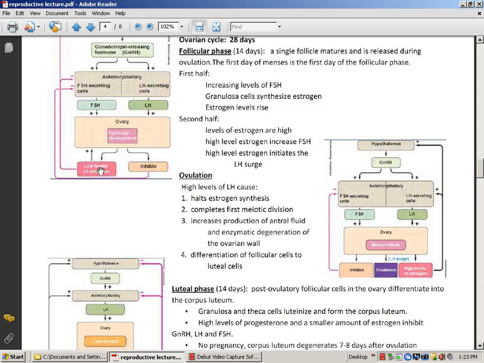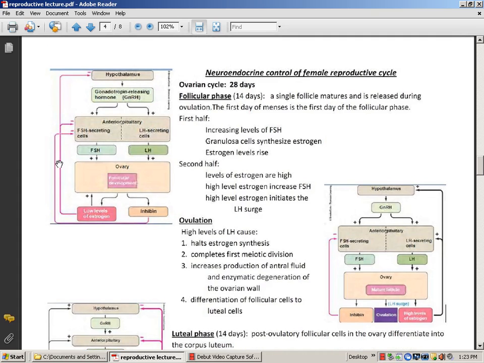So see this little tiny loop here? Estrogen's released, estrogen goes up and shuts off the anterior pituitary in the hypothalamus. But look at this little pathway. It's coming right back to the ovary and telling the ovary to do what? What's the plus mean? Turn it up. It's going to tell it turn it up.